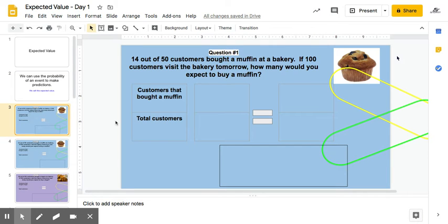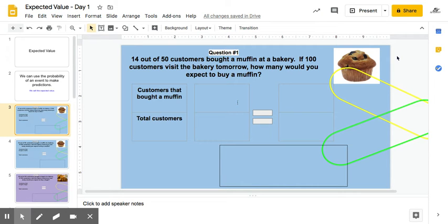So, if we look at number one, it says, 14 out of 50 customers bought a muffin at a bakery. If 100 customers visit the bakery tomorrow, how many would you expect to buy a muffin? Okay, guys, so we're making a prediction here. We are going to create a proportion. I created a template for the proportion for you. So we're just plugging in the numerators and the denominators, just like you guys did in the independent events activity.